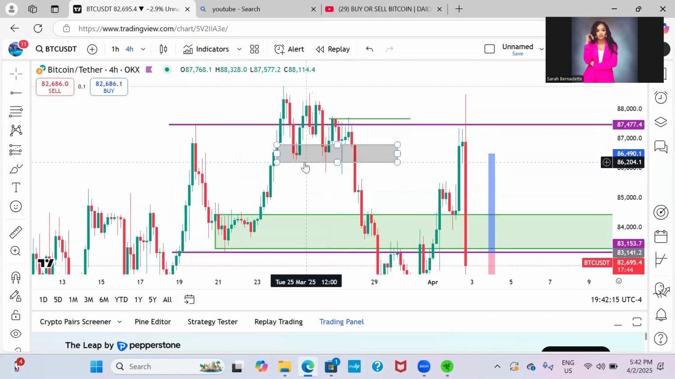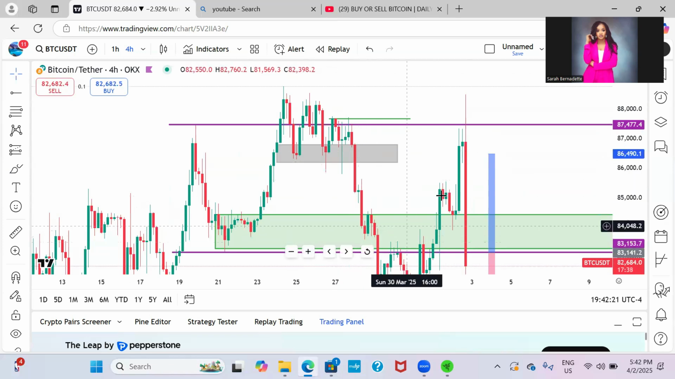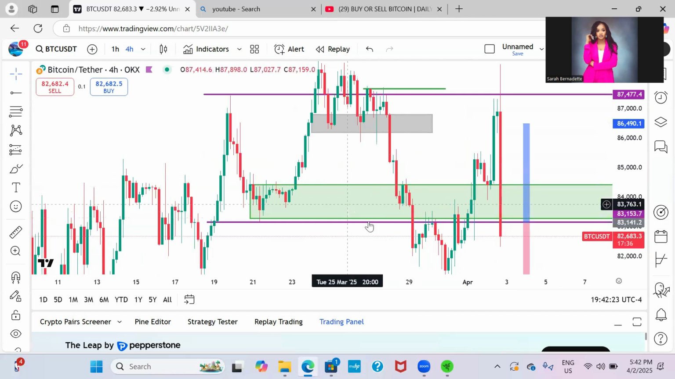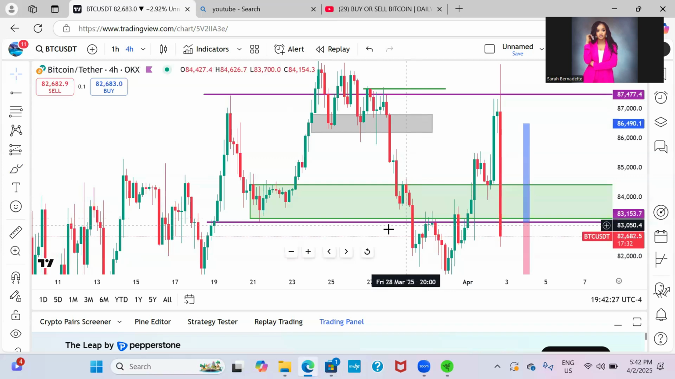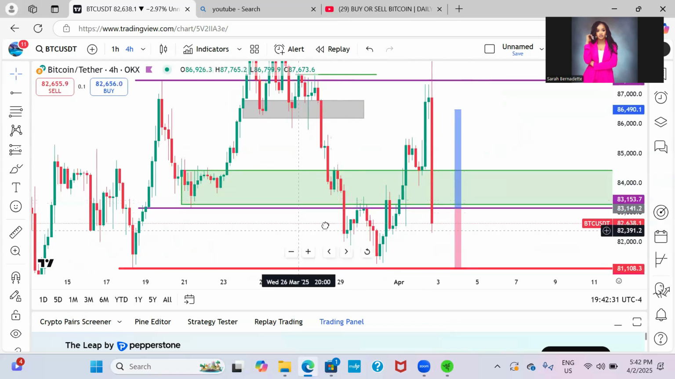Instead, it broke through this 86,200 support, and then it headed all the way down to this support zone of 83,800, 83,200. So this was where we would have entered our buy right away.